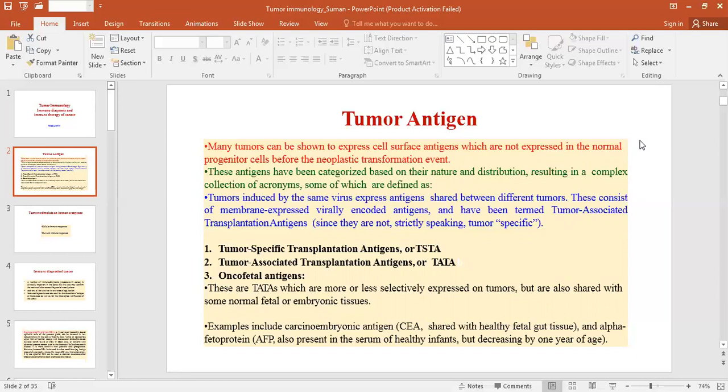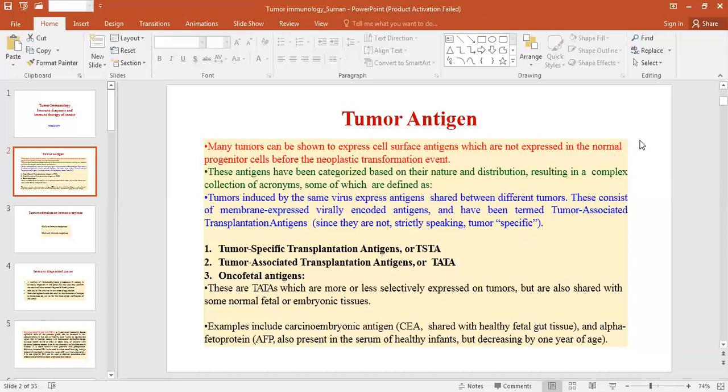As a consequence of their loss of differentiation, tumor cells may express developmental antigens that are usually seen only in the prenatal period. Examples of these antigens are alpha fetoprotein and carcinoembryonic antigen.